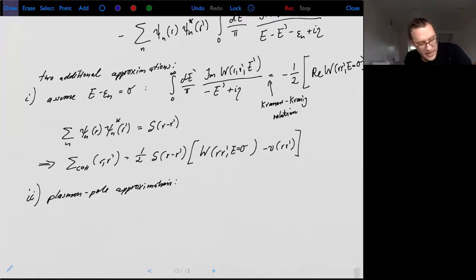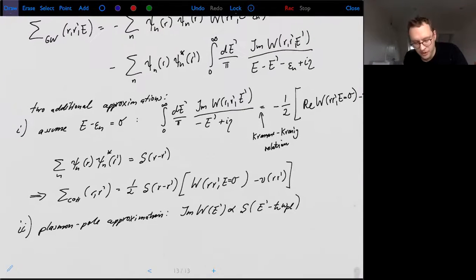And the assumption that you make in the plasmon pole approximation is that the imaginary part of the screened interaction is proportional to a delta function, which is centered at the plasmon energy. And of course, if your imaginary part of the screened interaction is a delta function, that delta function immediately kills this energy integral. And so you've solved that problem as well. And so those plasmon pole approximations you will quite frequently see.